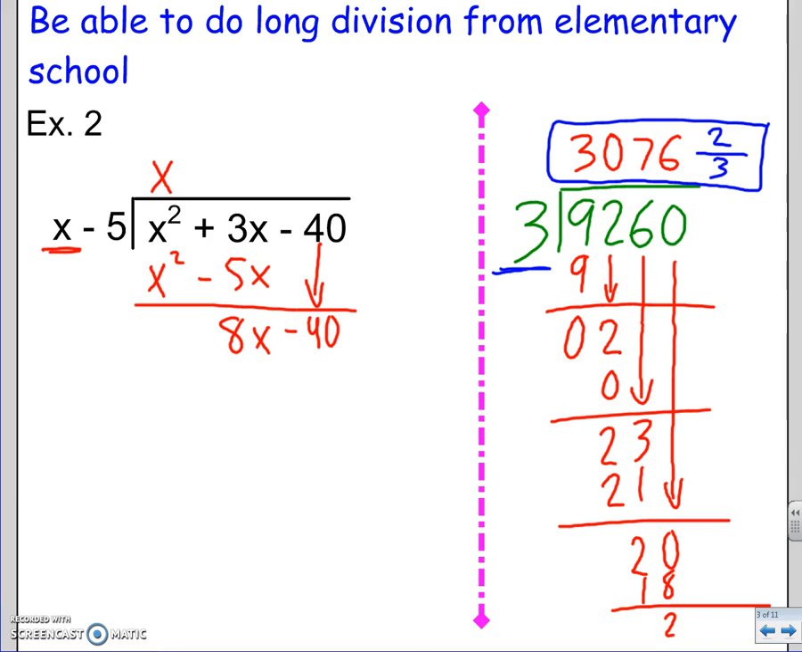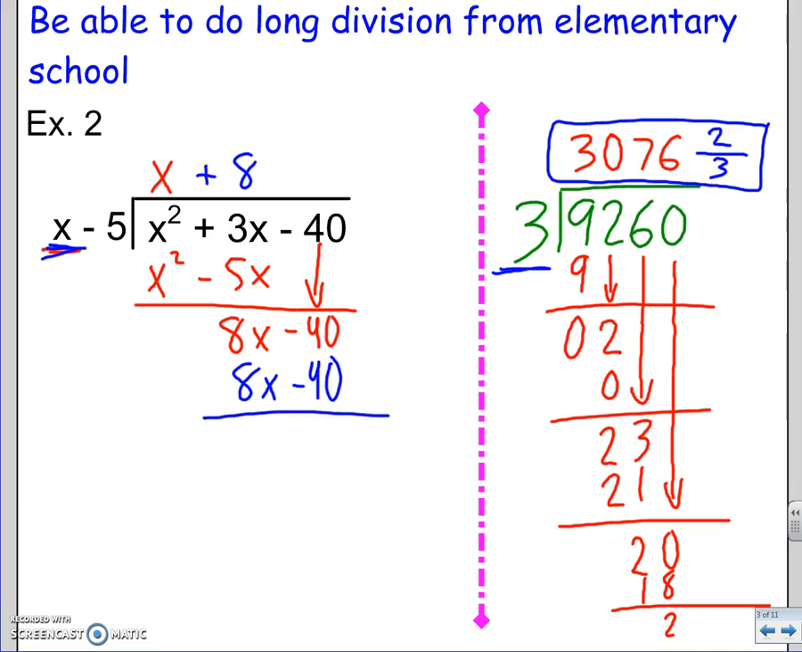Now, how do I make that first thing, this x again, match this 8x? Well, I just multiply by positive 8. So I multiply the left side by positive 8, so x times 8 is 8x. And then negative 5 times positive 8 is negative 40.